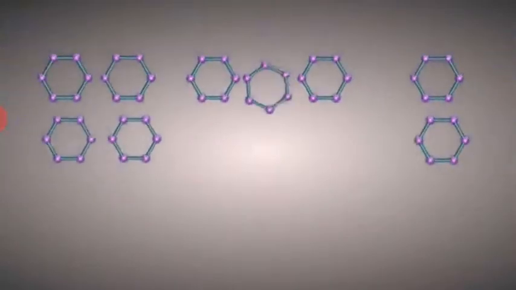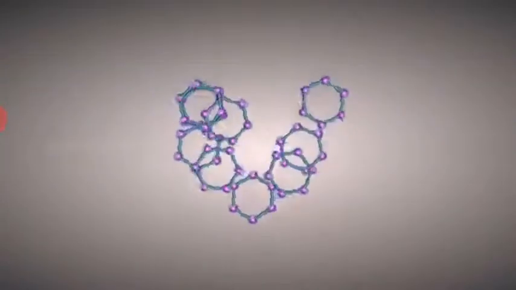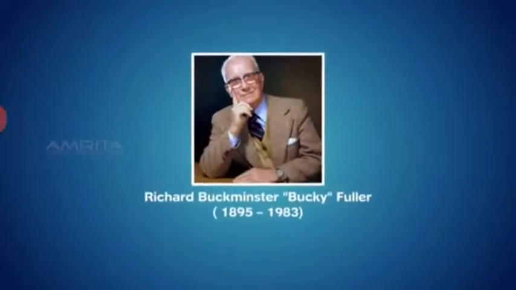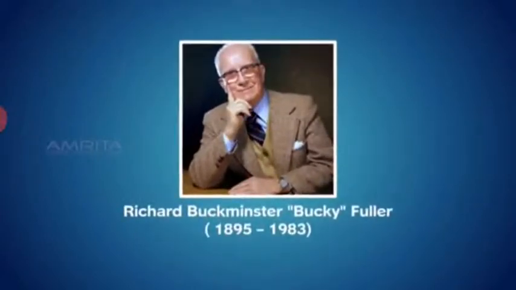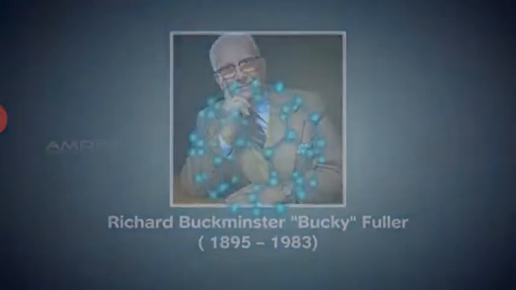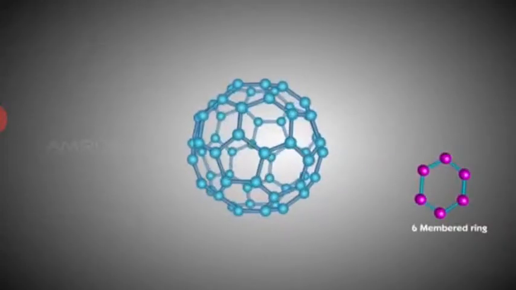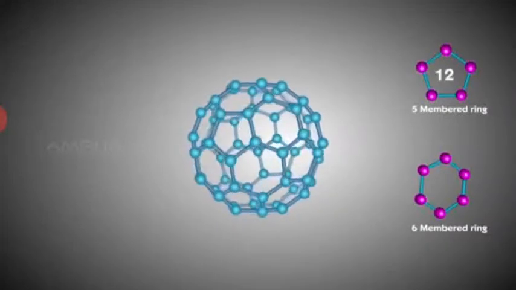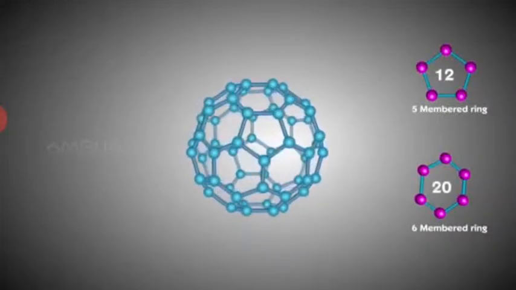Chemically, fullerenes are formed by the combination of a large number of carbon atoms. The first one to be identified was C60. Its structure has been established on the basis of investigations carried out by Buckminster Fuller, an American architect. So fullerenes are often called buckyballs. The shape of fullerene resembles that of a soccer ball with 6-member as well as 5-member rings. There are 12 5-member rings and 20 6-member rings.